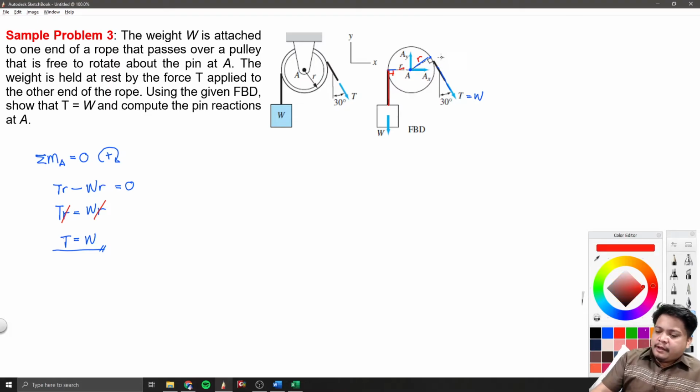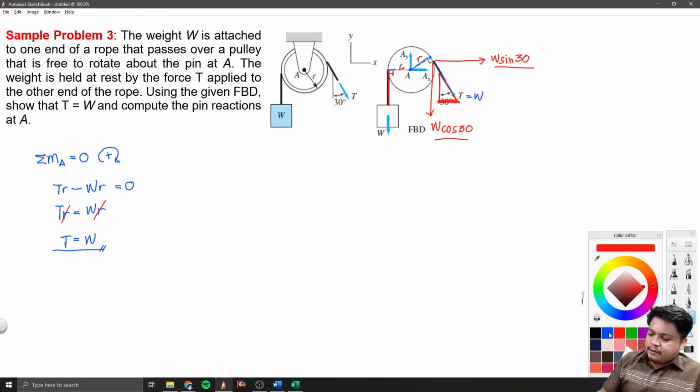Okay? But this W, I can now decompose into two. So, this one would be W sine of 30, and this one is W cosine of 30. Okay? It's just as if I have a triangle like that. So I took this; this is the hypotenuse, W. This is the sine, and this one is the cosine.